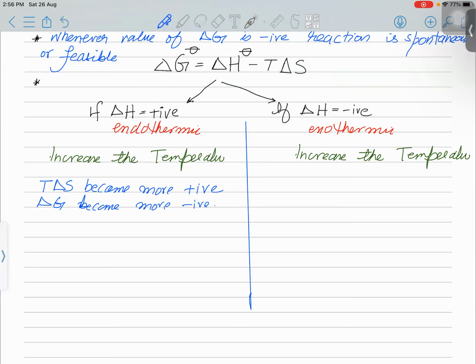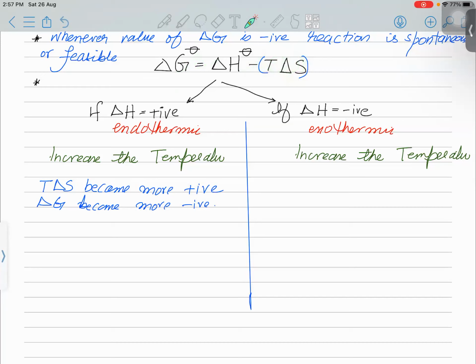Now look at the exothermic. Sir, why is T delta S becoming more positive? Now listen, when you increase the temperature, this value increases. Let's suppose here you have a bracket. Now, when you increase the temperature, T delta S becomes more positive. If this one is more positive, so minus plus minus, delta G becomes negative.